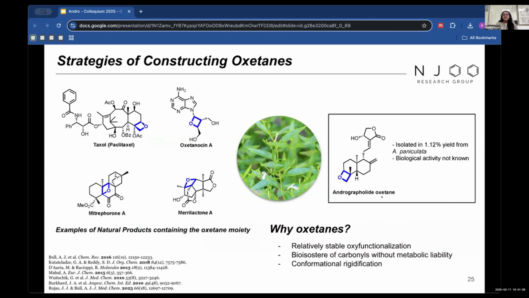And you might be wondering why this small fraction of what is isolated from this plant piques our interest. Essentially, oxetanes are bioisosteres of carbonyls, where these C=O functionalities are metabolic liabilities, especially since they react with biological amines. But oxetanes with conformational rigidity are not as reactive. On the left, you can see some examples of natural products that contain the oxetane moiety. In fact, it is known that much of Taxol's biological activity is due to this oxetane moiety.